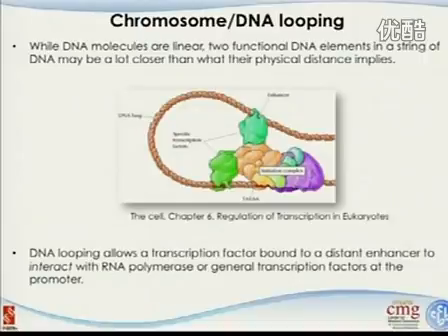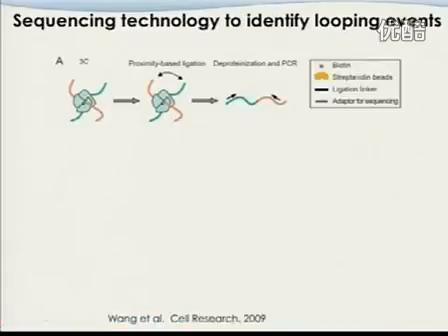But if the DNA loops in this way, it's very possible that a protein complex brings this looping back together, and they are physically pretty close to each other. The DNA looping allows the transcription factor bound to a distant enhancer to interact with RNA polymerase or general transcription factors at the promoter regions. So exactly like that. But the issue is how do we really detect this type of DNA looping? Okay, and people became very smart. The first approach is in a review paper published in Cell Research in 2009.